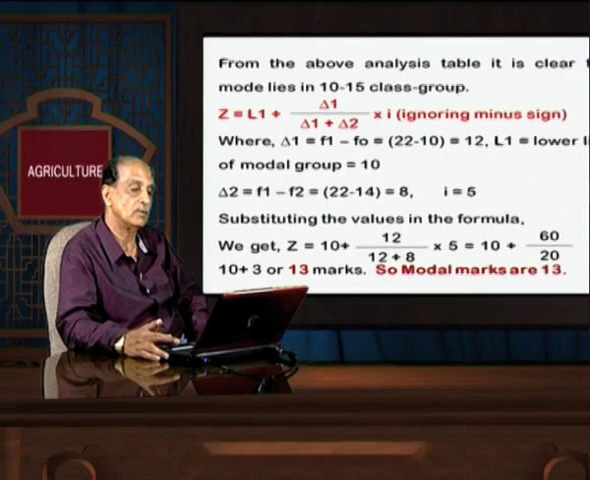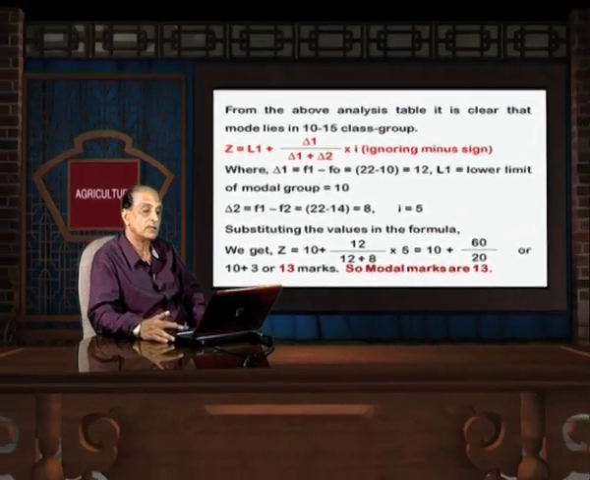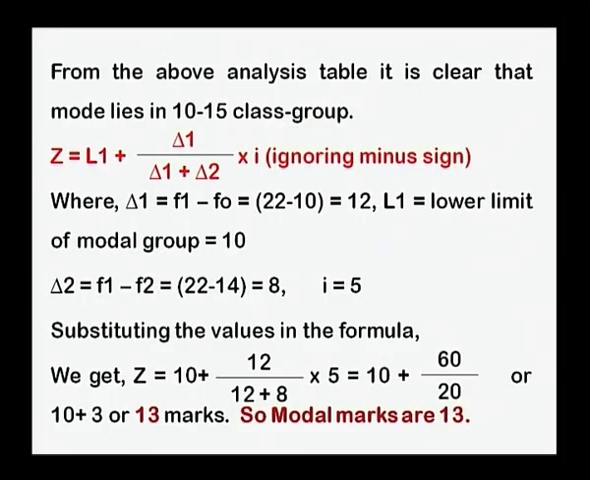Now, we apply this formula: L1 plus delta 1 divided by delta 1 plus delta 2, multiplied by i. Again, we have to ignore the minus sign. Here, delta 1 is equal to f1 minus f0, that is 22 minus 10, we get 12, and L1 is the lower limit of the modal group, that is 10. Now, delta 2 is equal to f1 minus f2, that is 22 minus 14, we get 8, and i is the difference of class interval, that is 5.